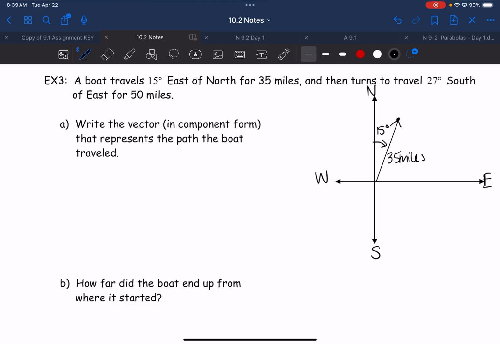And then once I get to that spot, it says that we then turn and travel 27 degrees south of east. Okay, so I'm going to basically put another little compass right here, from the spot where I turned. And it says we're going to go 27 degrees south of east. So 27 degrees south would be to go this direction from east. That'll be 27 degrees. And they're going to travel that way for another 50 miles.